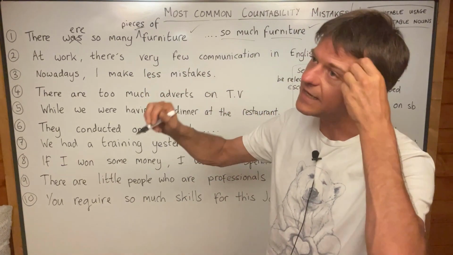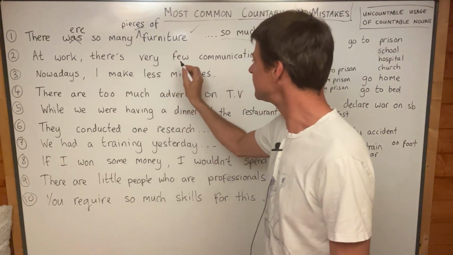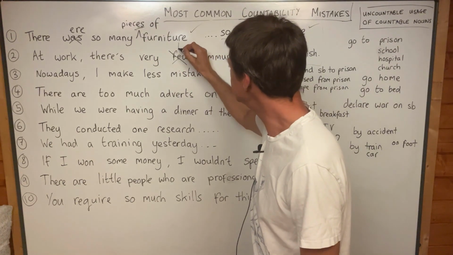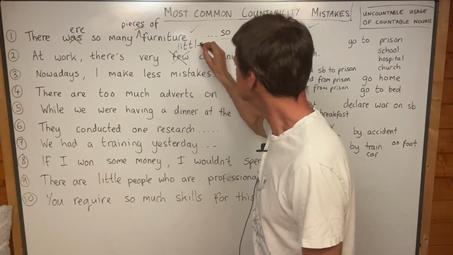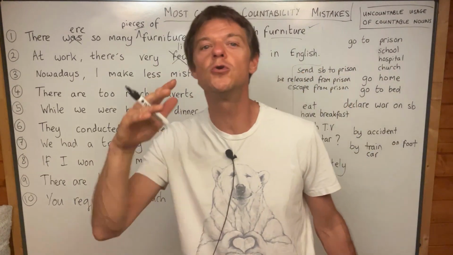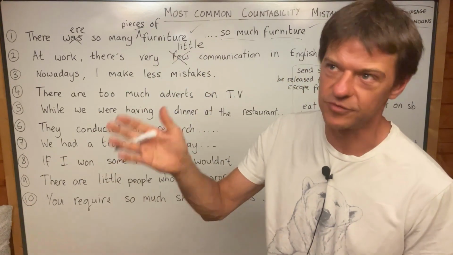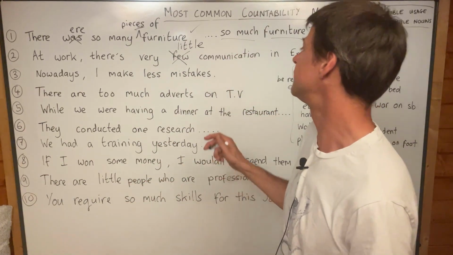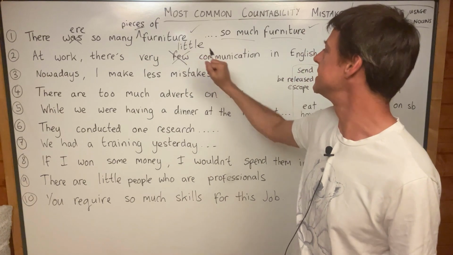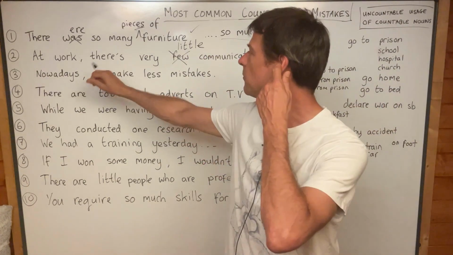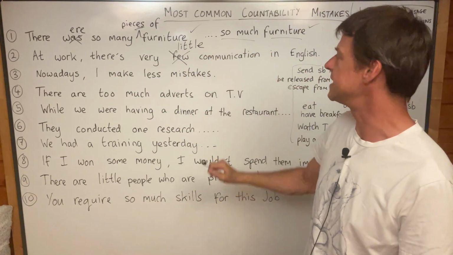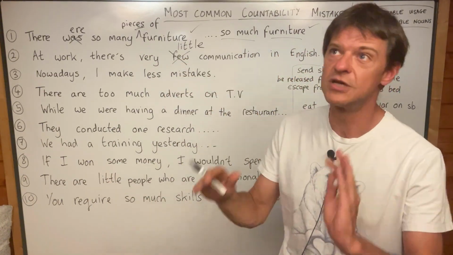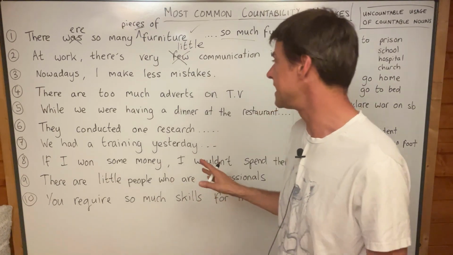And so you don't see "a communication." And you shouldn't see "few communication," you should see "little communication." Little communication, but few people, few apples, few children, few oranges. Yeah, it's got to be few and countable, but little and uncountable. So at work, there's very little communication in English, meaning not much. Very little means not much. Very few means not many.